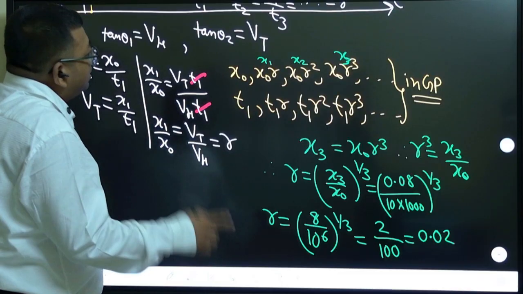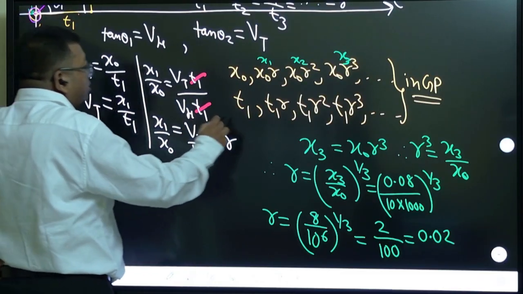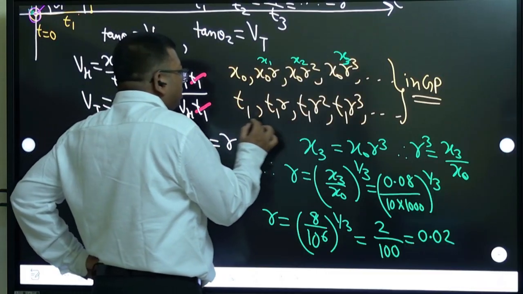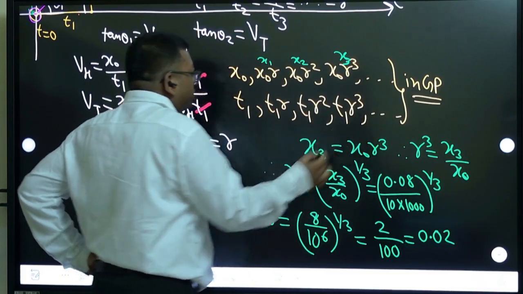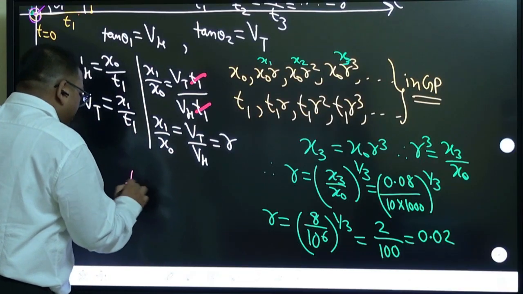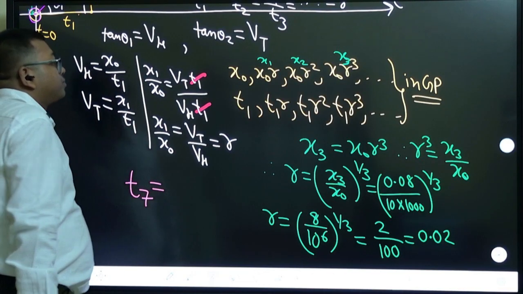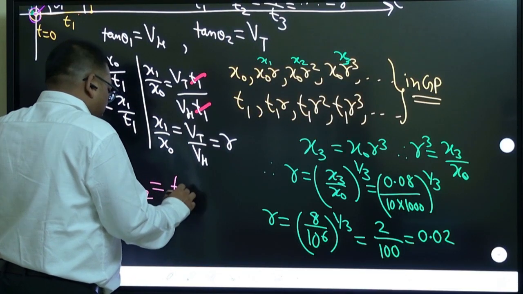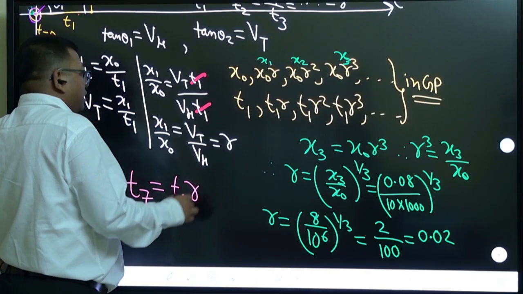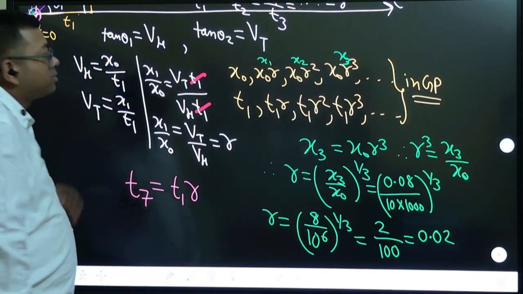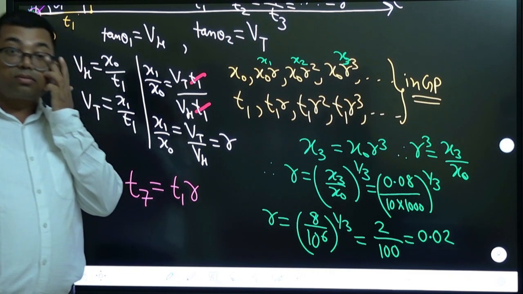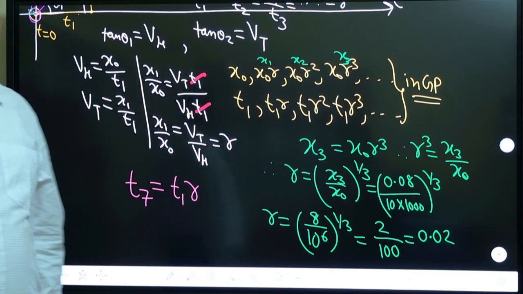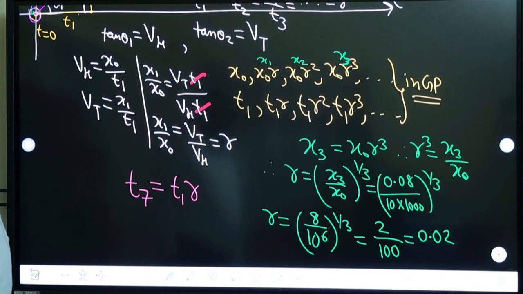Next they have also given T7. Let us write T7. According to that, what is T7? This is T1, this is T2, T3, like that it will go. So what is T7? Can you tell me what is T7? T1 into R power how much? Can you tell? T7 will be how much? Anyone? Sam?